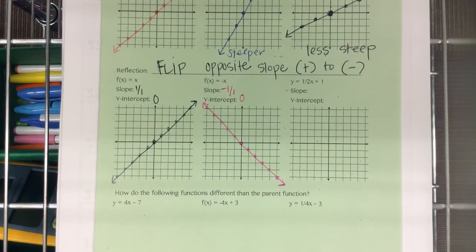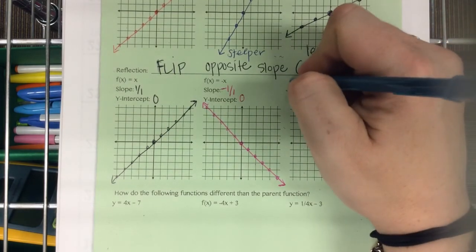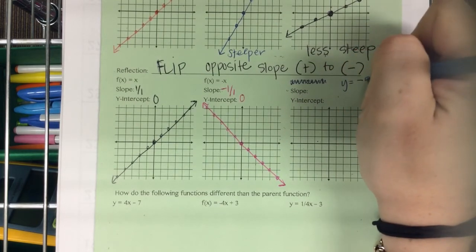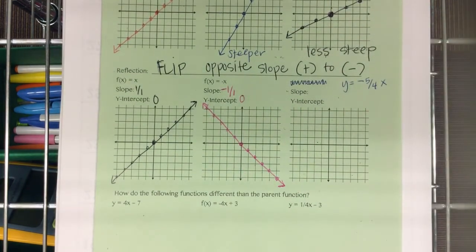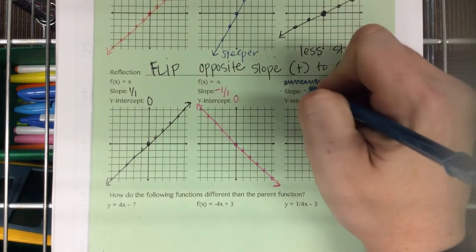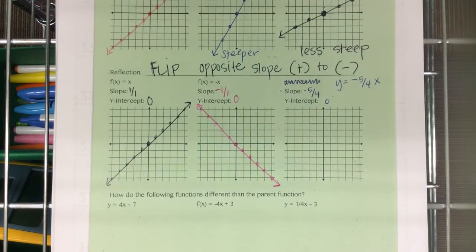I'm going to completely change that third problem, so don't start it yet, because it doesn't work. Let's do negative 5/4 x. Y equals negative 5/4 x. Again, it has a negative slope, so I'm expecting it to be flipped over. I flip-flop it. Negative 5/4, and my intercept is 0.